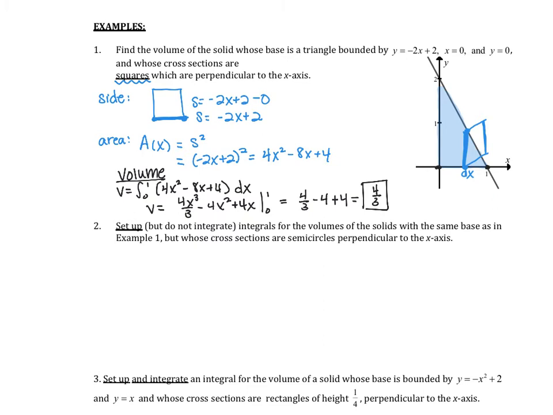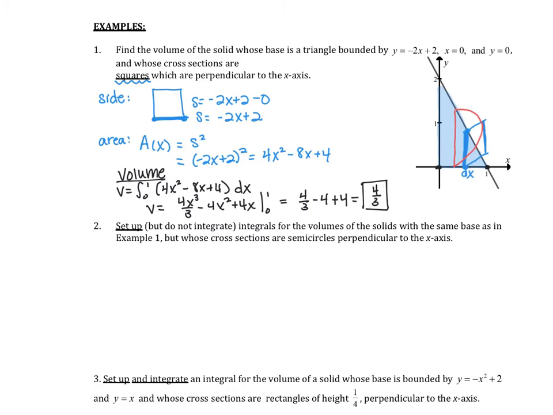The next thing says to set up, but not to integrate, the integral for the volume of the solid with the same base as in example 1, but whose cross sections are semicircles perpendicular to the x-axis. So we have this same shape, and I'll draw it in a different color, but now the cross sections are semicircles where the diameter of the semicircle touches the entire base.